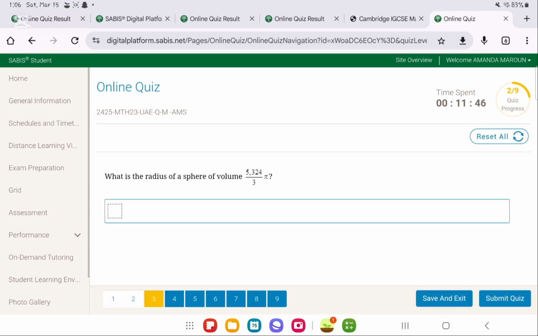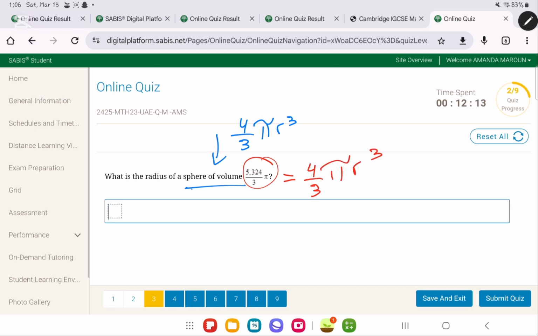Here, they said, what is the radius of volume 5324 over 3 pi? We should know that the equation for the volume of a sphere is 4 over 3 pi r cubed. So in this case, they give us the volume, and we should know that it's equal to 4 over 3 pi r cubed. They need us to find what? The radius. So very simply, to be able to find the radius r, we will need to solve.